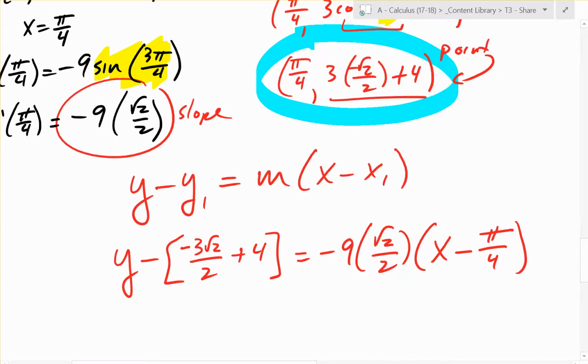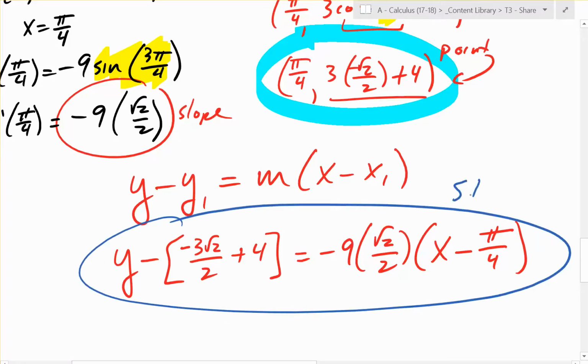And you would stop right here. Please just stop right here. Stop. That is totally fine. I like how it's written like that.